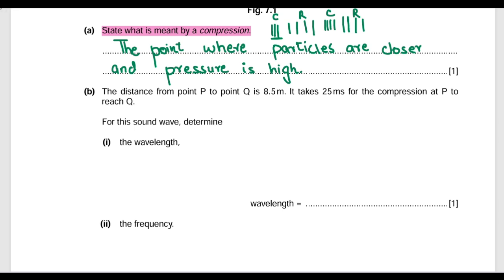Now, what is this B part saying to us? The B part is saying that the distance from point P to point Q is 8.5 meters. It takes 25 milliseconds for compression at P to reach Q. For this sound wave, determine the wavelength.